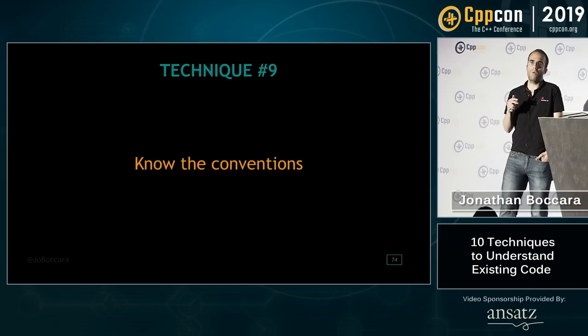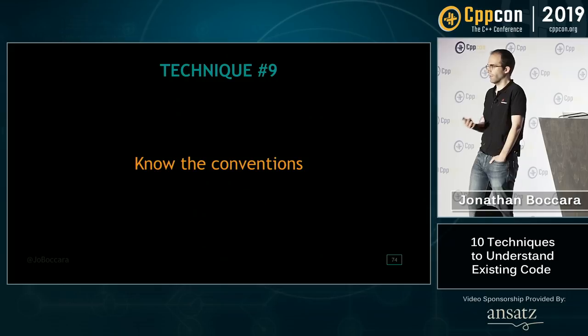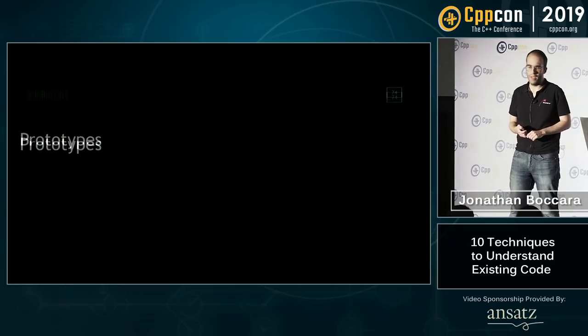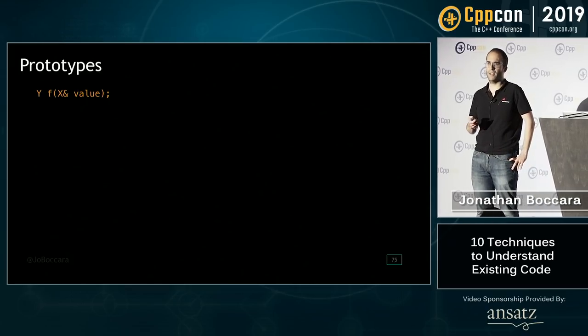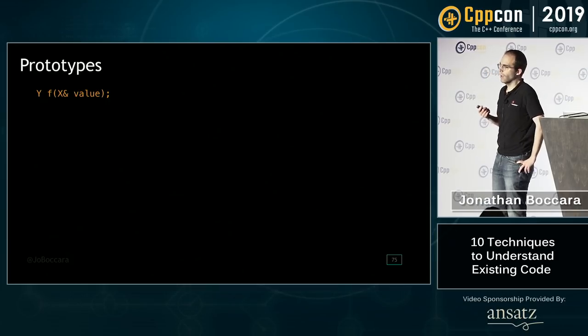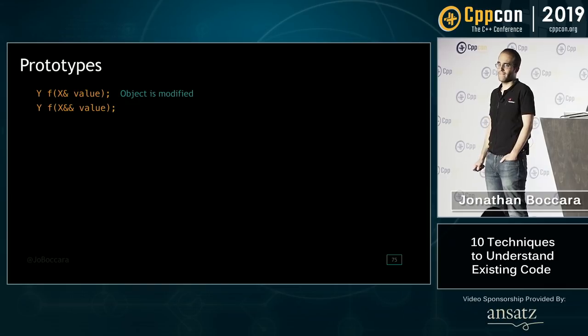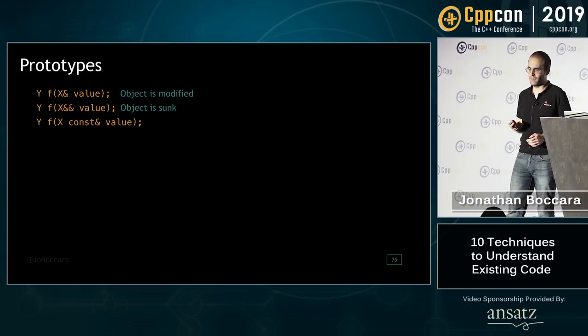Now, let's focus on what the code tells you. There are some conventions in the code, in C++ in particular, that can tell you something if you can read them. For example, in a prototype, if you see that kind of prototype, what does that tell you about value? Yeah, the function will or may modify it. Good. Now, what about that one? What does it tell? The function is going to swallow value. How about that one? Yeah, it's read-only. Value is an input.